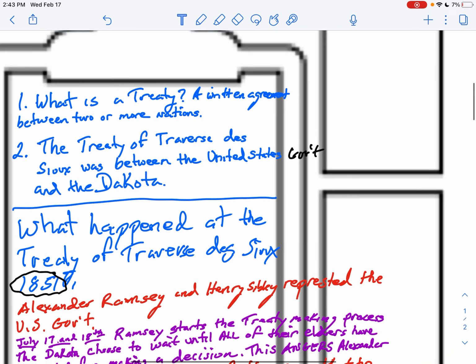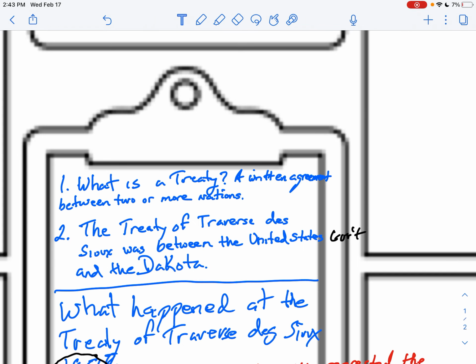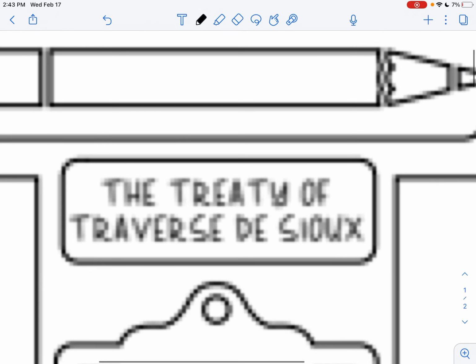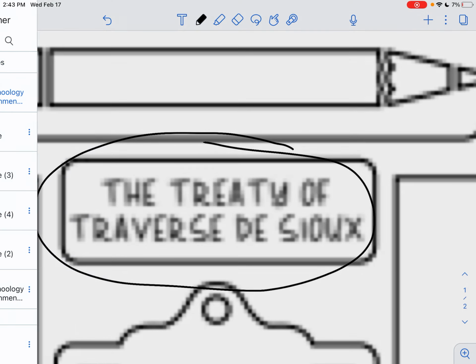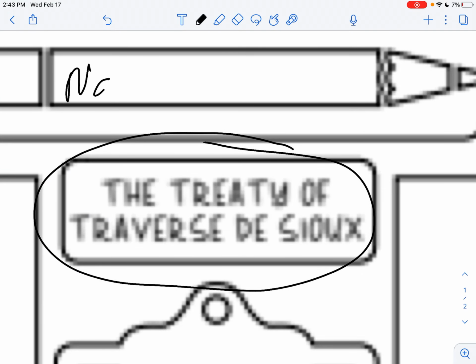Make sure you have this written down on your one-pager, just like I have it, okay? This is the Treaty of Traverse des Sioux. Okie dokie. You can put your name up here, that would be nice too, because I might do something with this.